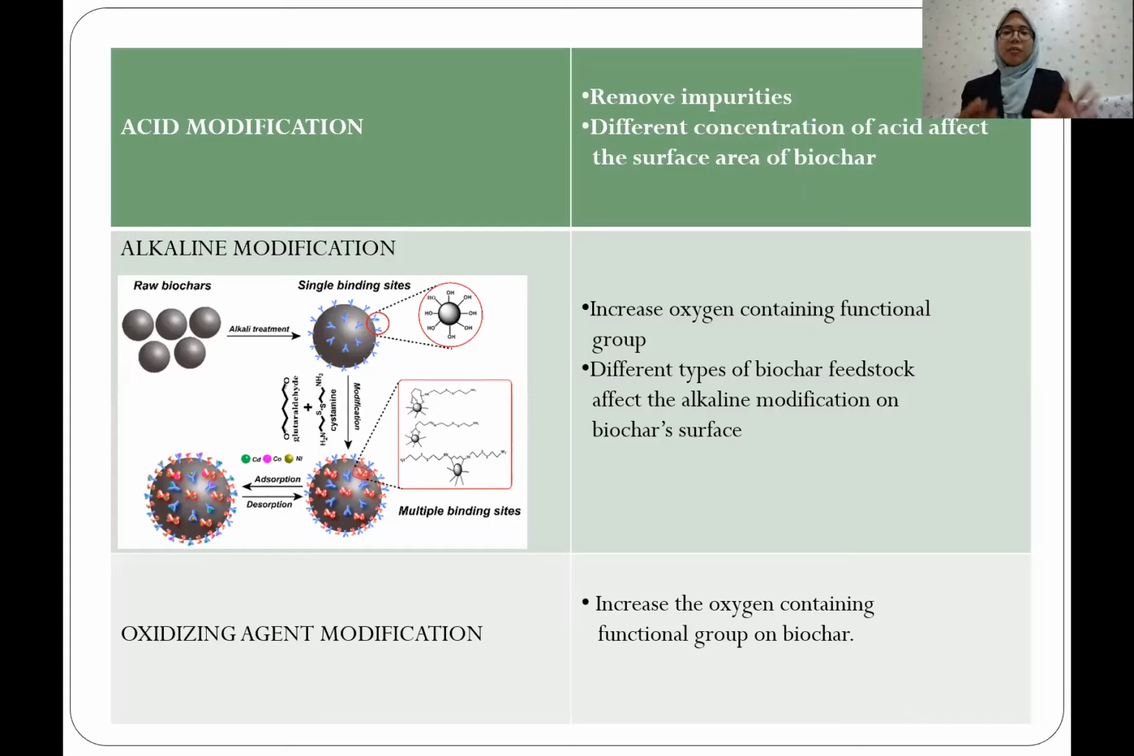Next, we proceed to the alkaline modification. Alkaline modification helps increase the oxygen-containing functional groups of the biochar. It also affects the surface area of biochar, but it depends on the types of biochar feedstock that we prepare. And lastly, the oxidizing agent modification helps increase the oxygen-containing functional groups on the biochar, which is the same function as the alkaline modification.